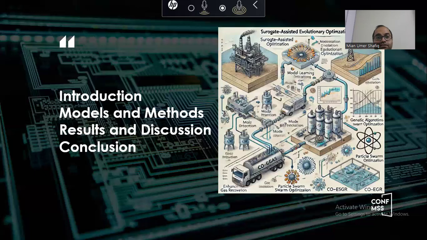My presentation consists of four major parts: introduction, then models and methods which are commonly used to predict ESGR and CO2 storage, then results and discussion, and finally I will go towards the conclusion of my research.